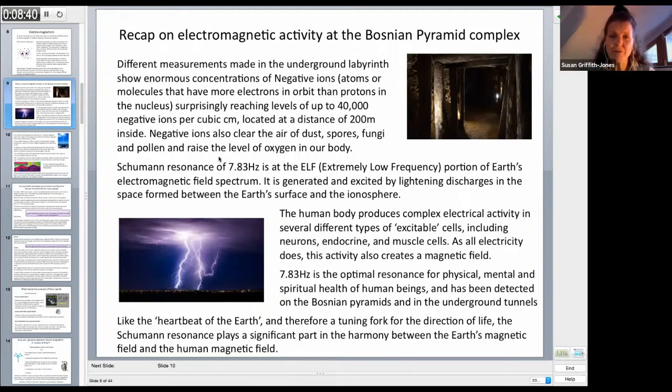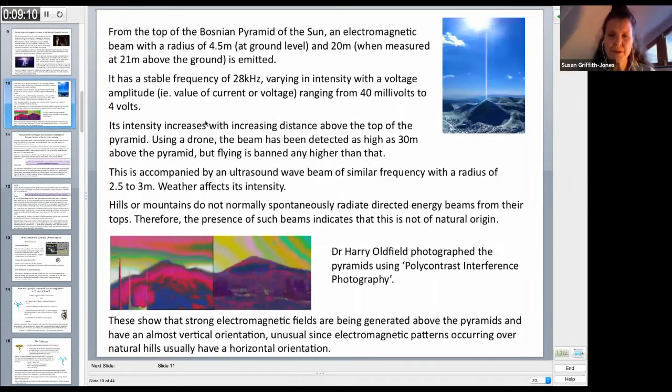Being in an environment where the Schumann resonance is available at 7.83 Hertz is just perfect for our system, because it's like the heartbeat of the Earth. It's like we are aligning ourselves to this tuning fork for the direction of life. This Schumann resonance, of course, plays a significant part in the harmony between the Earth's magnetic field and the human magnetic field. So it's just wonderful to go to these places and to get this kind of interaction with the Earth's heartbeat.